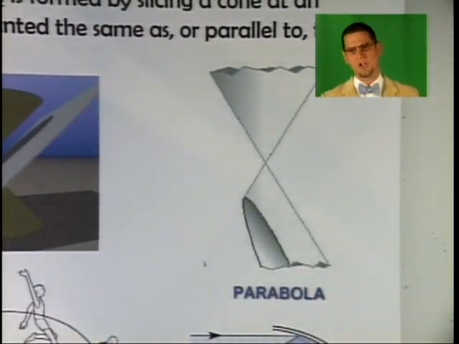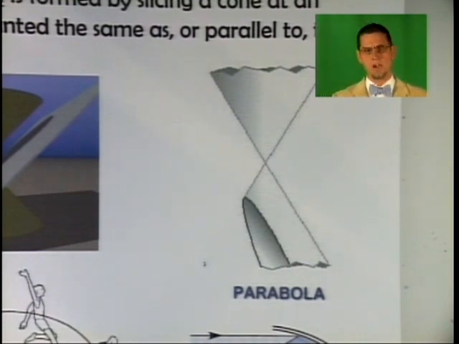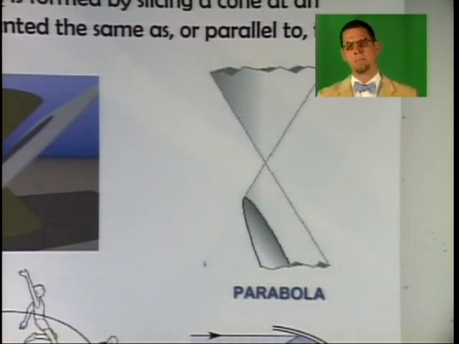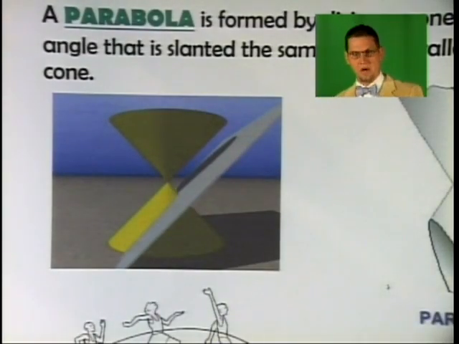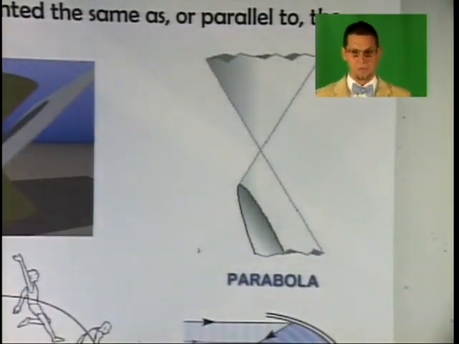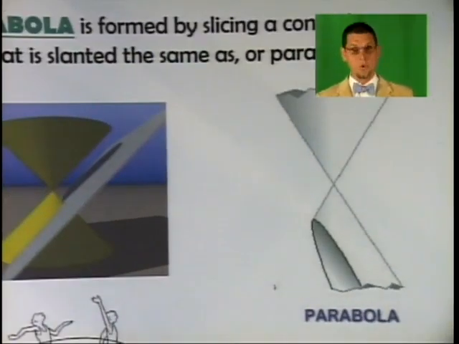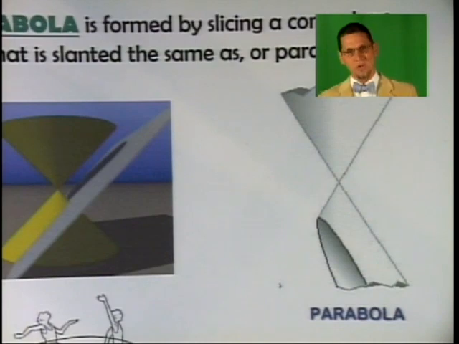Now parabola basically comes from the Greek prefix para, which means parallel to, and bola, which means to throw. And so if we just throw this plane through that cone, parallel to the side, the cross section will be a parabola. So it's to throw something parallel to. And so the word parallel itself actually has the same Greek root, para, which means parallel.